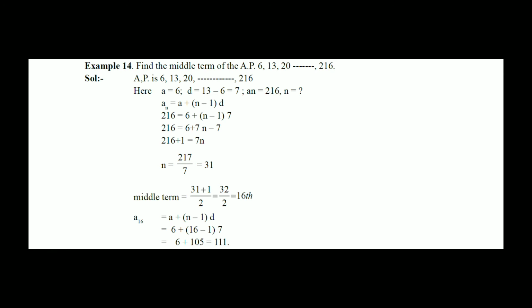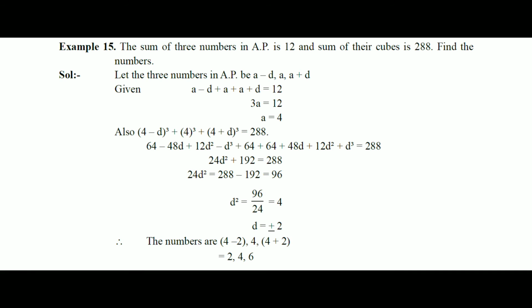Now let us proceed further towards the next example. The sum of three numbers in AP is 12 and the sum of their cubes is 288. Find the numbers. So in the given question, three numbers are in AP. The numbers are not given, but their sum is given and the sum of their cubes is also given. We have to find the numbers. Let us see the solution.